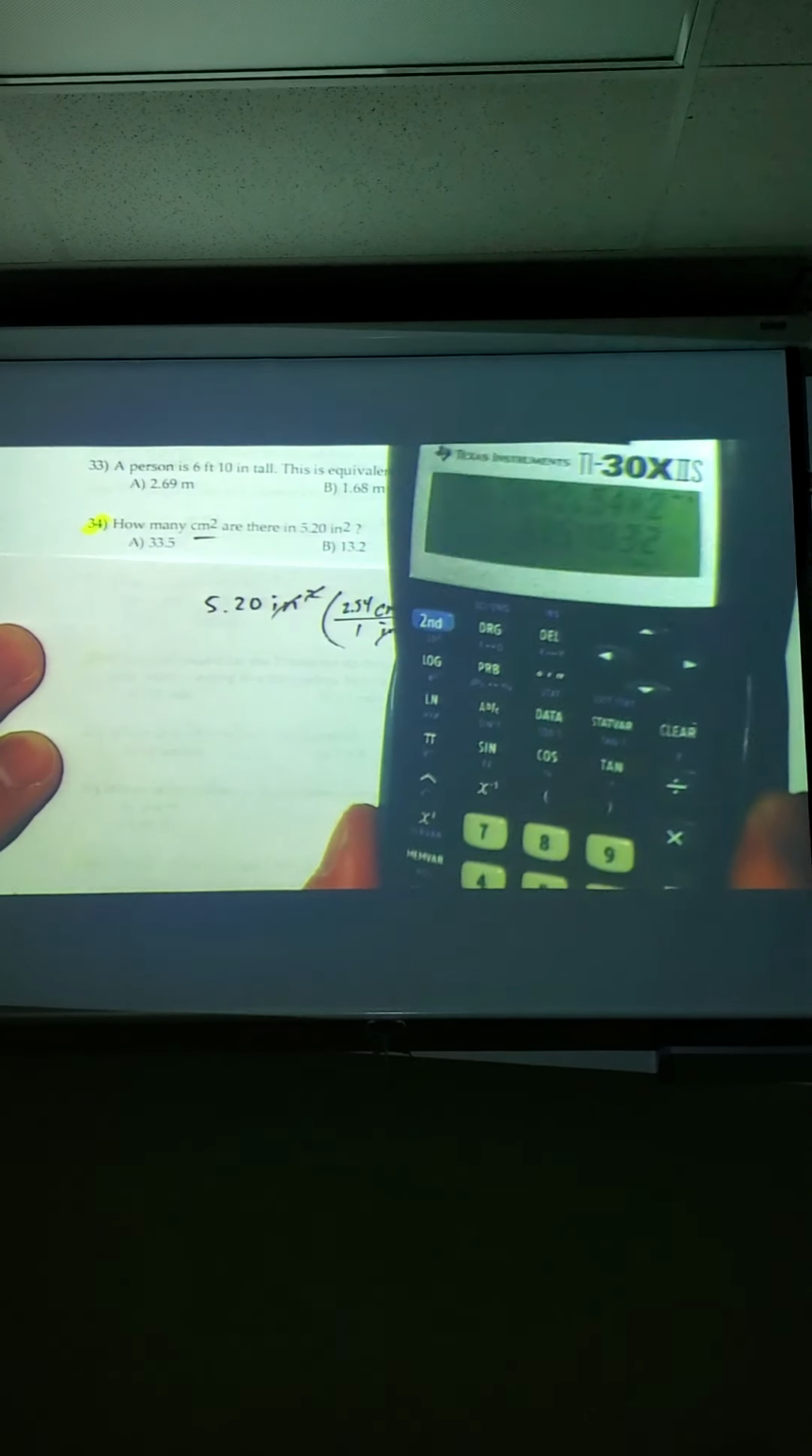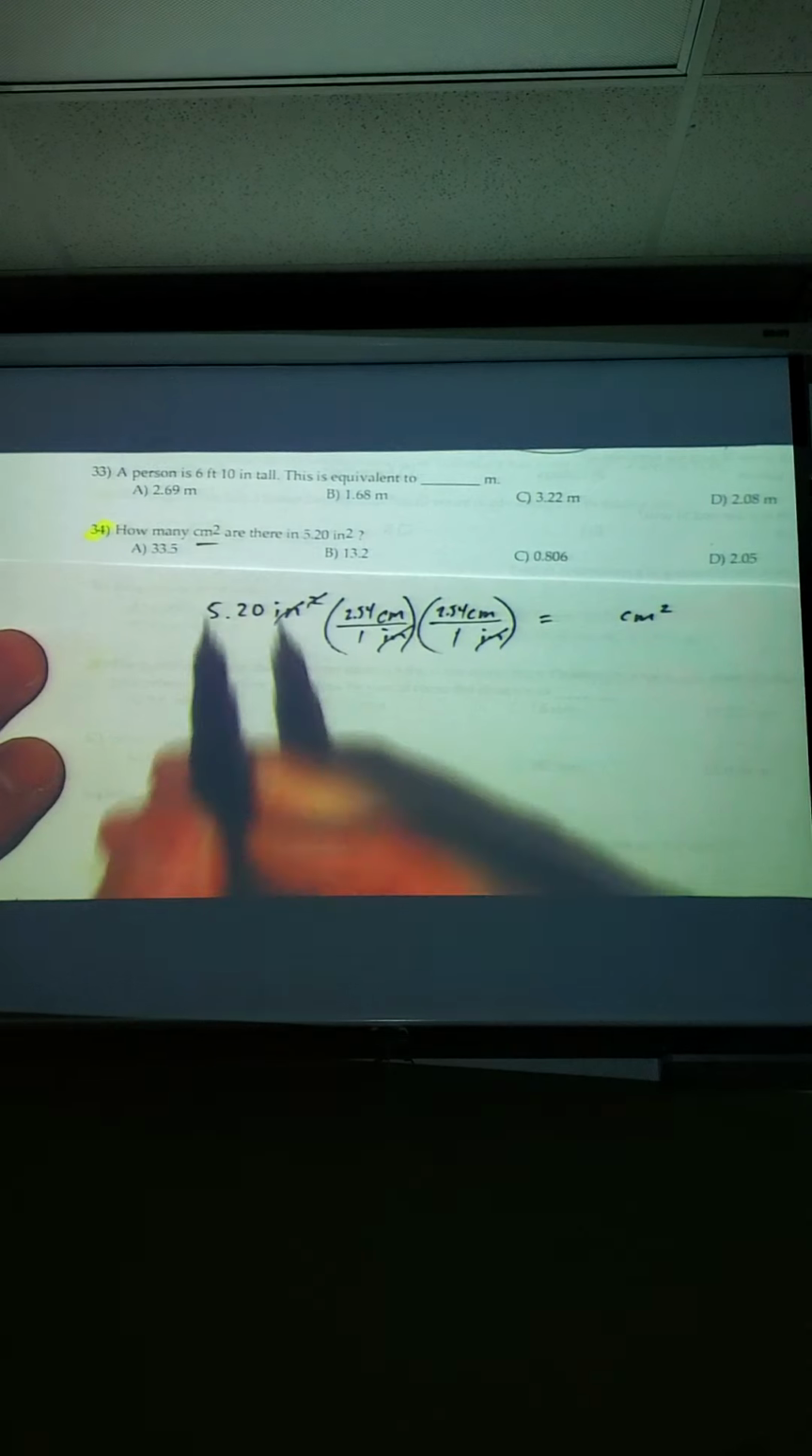Now we just need a conversion, and we've used this one for now the third time. 1 inch to 2.54 centimeters is an exact conversion. So in your calculator, 5.20 times 2.54 times 2.54, 33.5. And that's what we want.